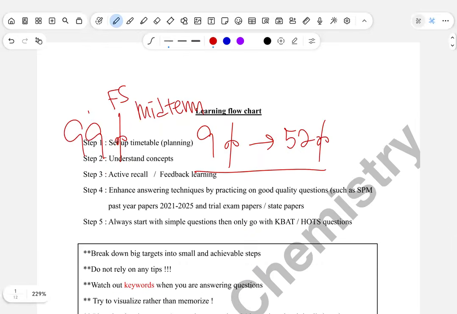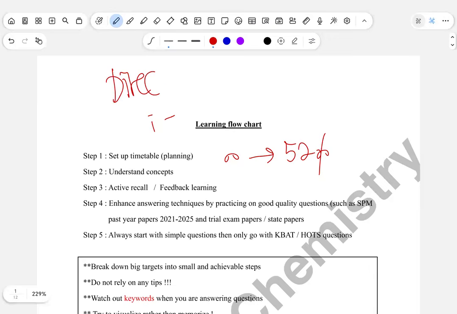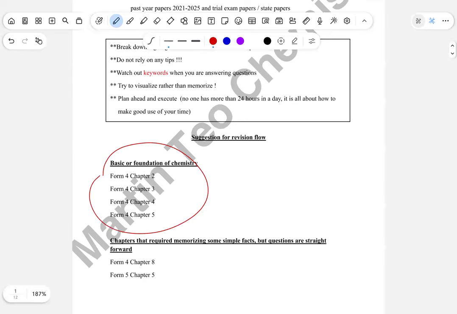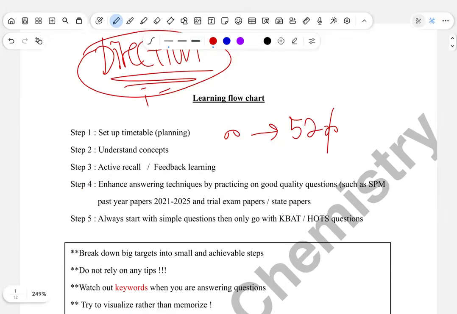So I hope today's session I really meant to give you a direction. I hope at least if you were so lost, you didn't know what to do previously, at least you have some direction, at least you know roughly what you can do, and start doing it.